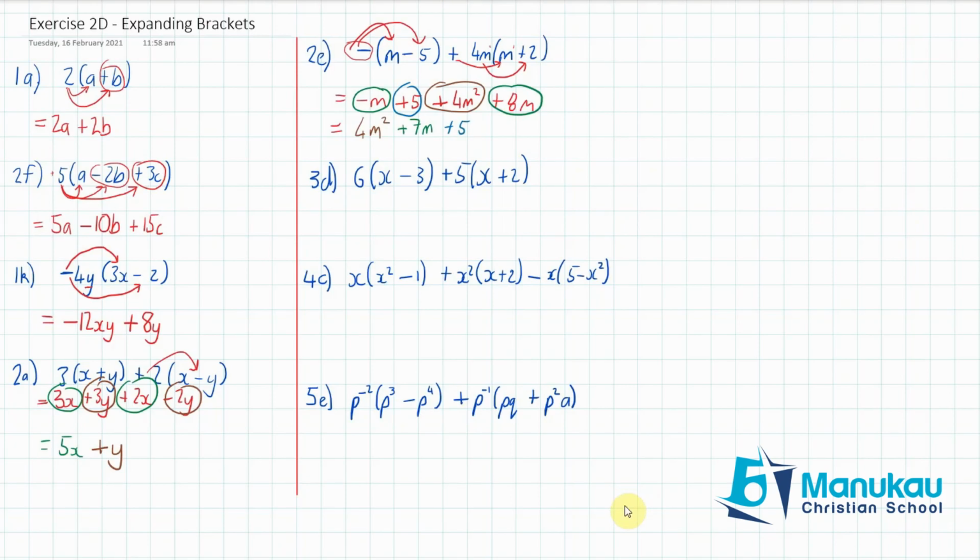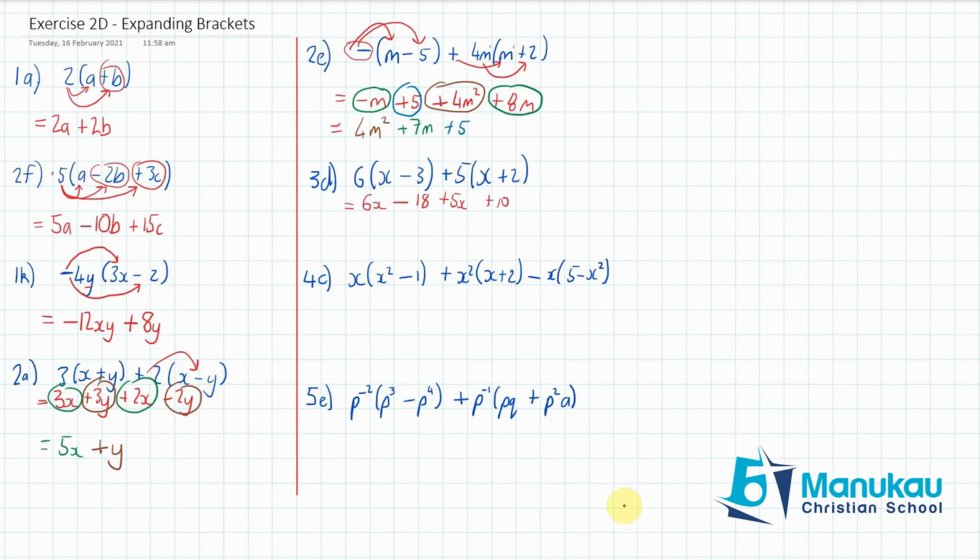Okay, next one, similar kind of logic here. So the first line is going to be 6x. 6 times minus 3 is negative 18. Then we're going to expand the second bracket, so it's positive 5 times x, so that's plus 5x. And then the next one is positive 5 times positive 2, which is positive 10.